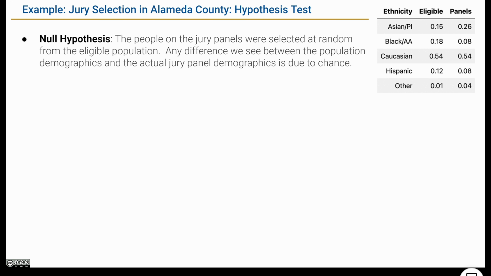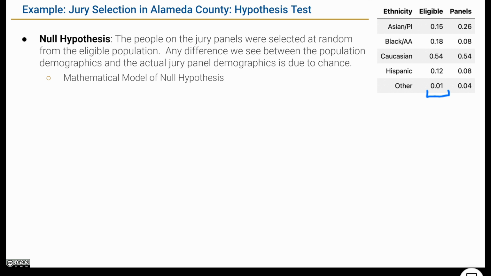Now, to be able to use this as a null, I need to be able to either simulate or mathematically calculate a model of probabilities under this null. And so really I need to think of what's a mathematical model. We can imagine randomly sampling, and we'll want to match the same number of people that the ACLU had in their analysis, so just under 1,500 people, randomly sampling from a distribution that looks like the eligible population, and see what type of proportions we could end up with.